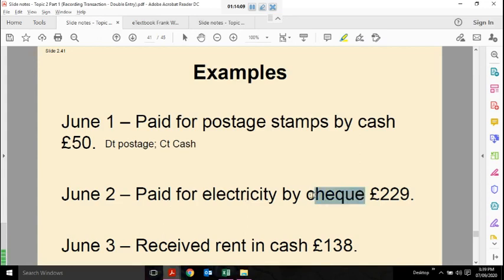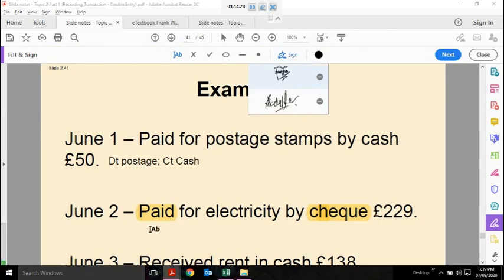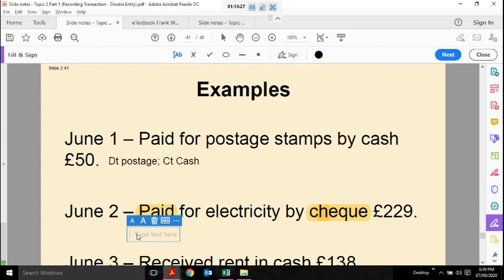This one by check. So this one will affect your bank. So your bank account will reduce. So bank will become credit. But you write electricity. So here, hold on, let me type here for a while. So electricity is your expense account. When it increases, it should be debit. I write. Okay. And then your credit will be your bank. Okay.